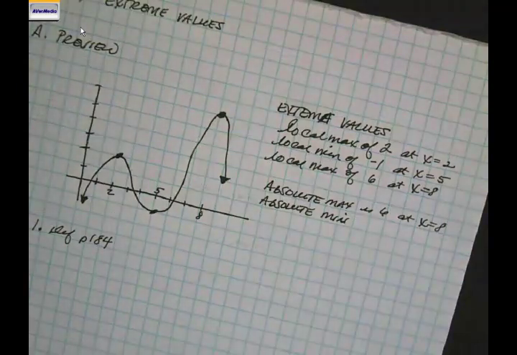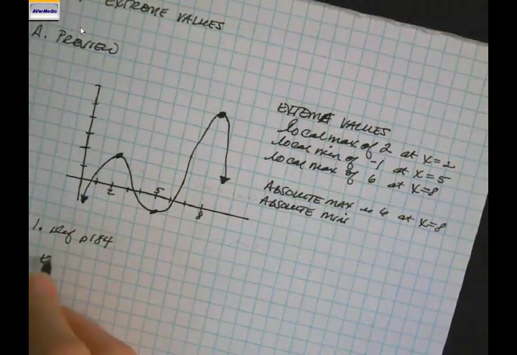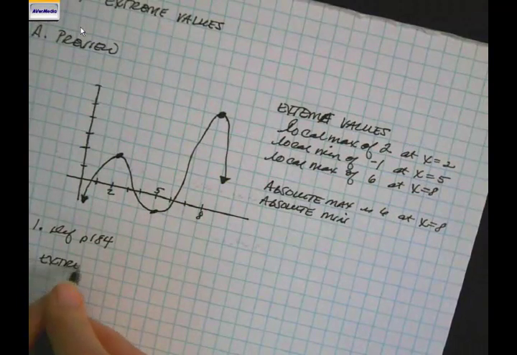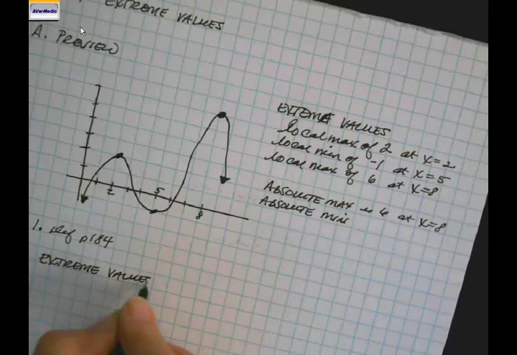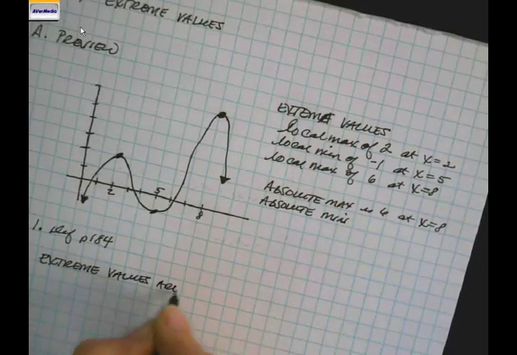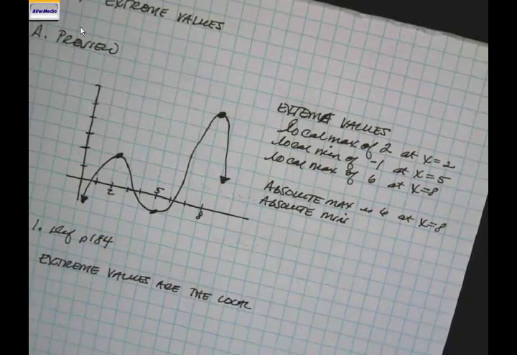They're all considered extreme values, but then there's one special absolute, if it exists. So your extreme values are your local maxes and mins. And then a local max or min might become an absolute.